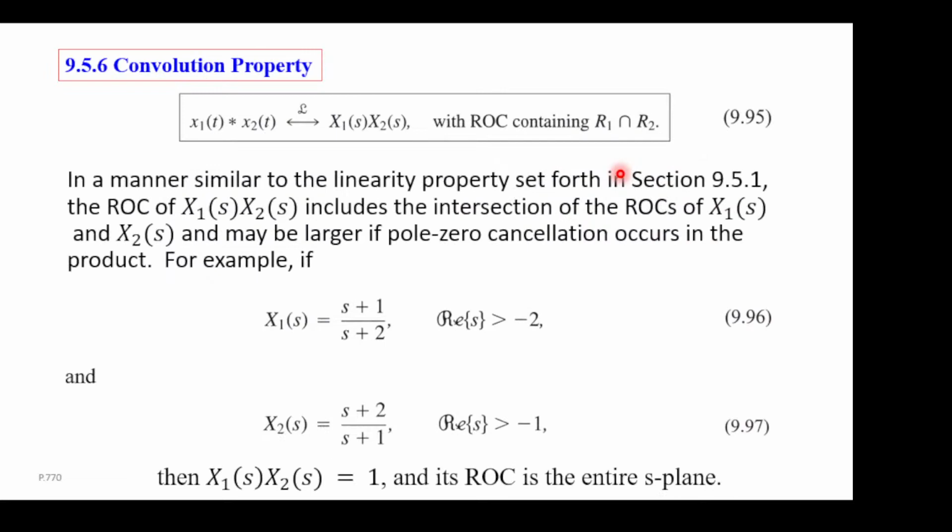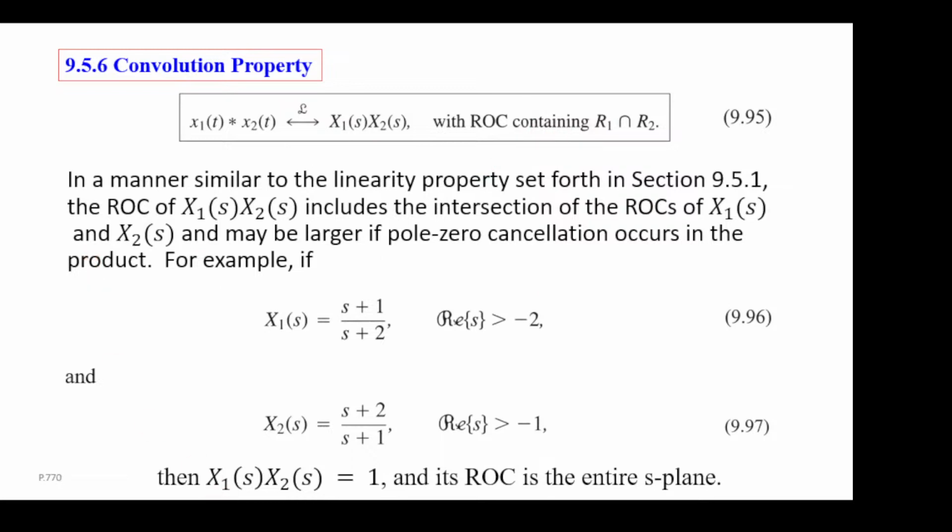Okay, the next property we have is convolution. Just as before, you have convolution in the time domain and multiplication in the S domain. Now the ROC is not too tricky: you want to be converging on both X1 and X2, so it's something containing the intersection of R1 and R2. And we have the "containing" because you can have cancellation.